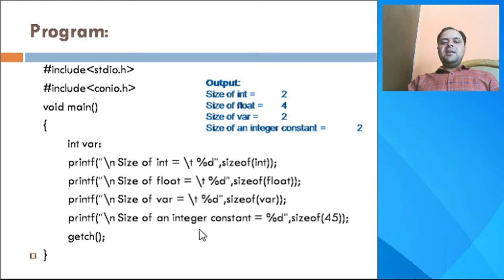And the size of an integer constant, for example sizeof 45, 45 is an integer. So sizeof 45 is 2. Get ch. So here we get the size of int 2, size of float 4, size of variable 2 and size of an integer constant 2. This is the sizeof operator.